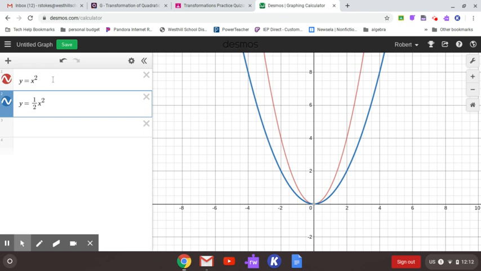And if you just use y1 as your parent function, and then you type in y2, the new one, you can see what is happening to your graph based on what numbers you put in there.